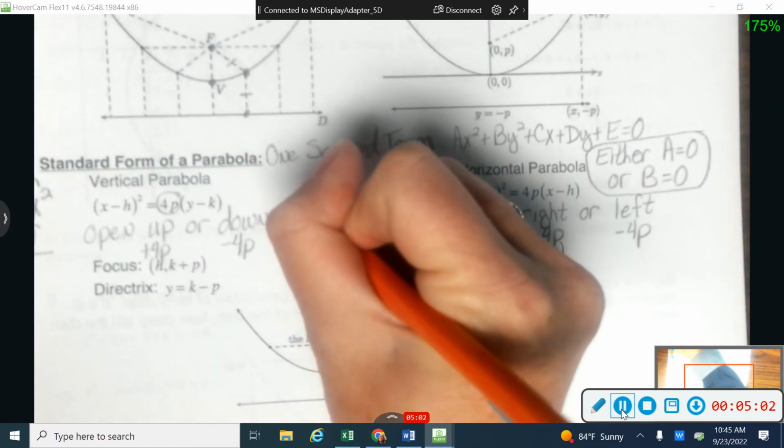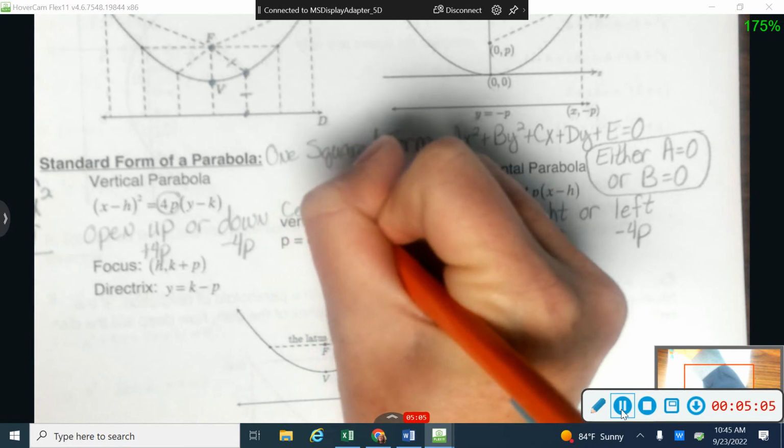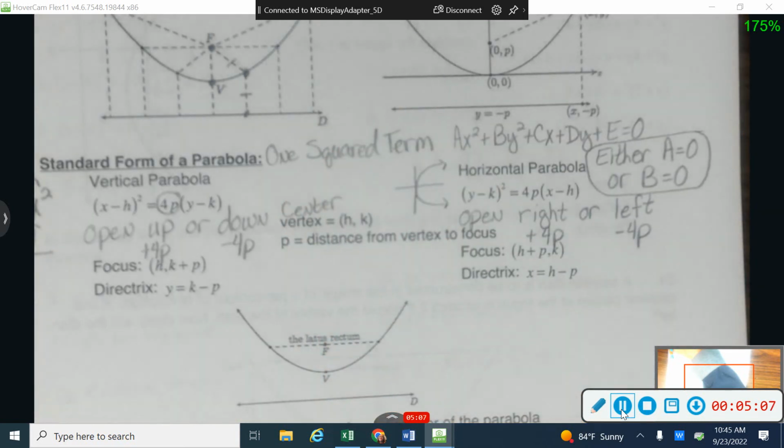All right, our vertex, again, is the same as the center for the others. So when we're talking about a parabola, your center is your vertex. So again, x is from x and y is from y, an opposite sign.